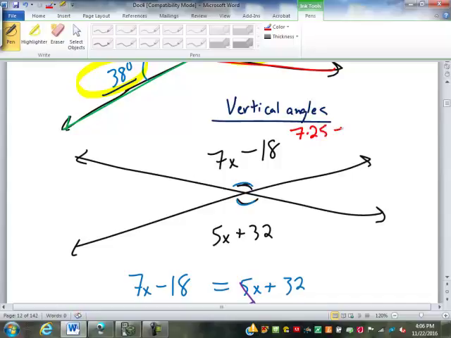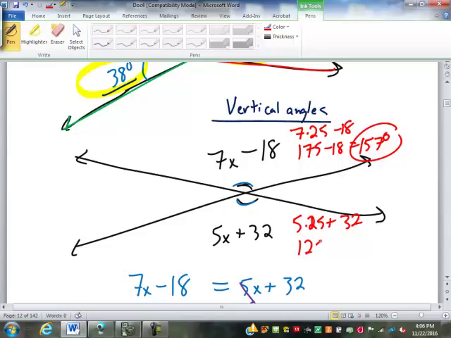7 times 25 minus 18. Well, 7 times 25 is 175, and minus 18 is 157. 157 degrees. Down here, 5 times 25 plus 32. 5 times 25 is 125, plus 32 is 157 degrees. So they come out to be the same, so relatively assured that those were right.